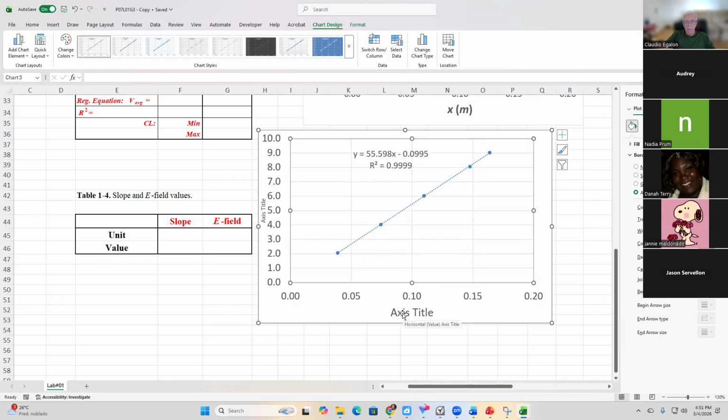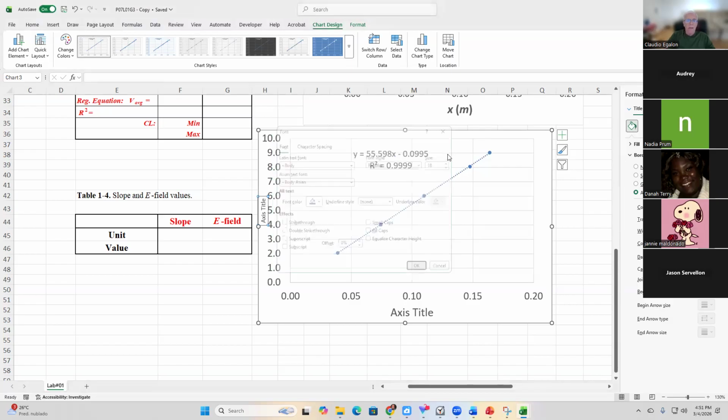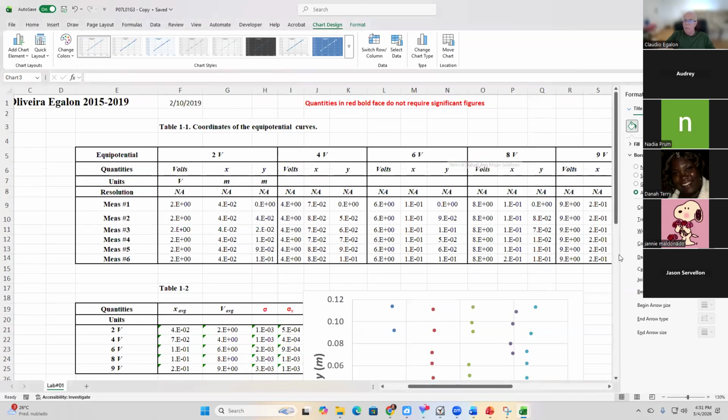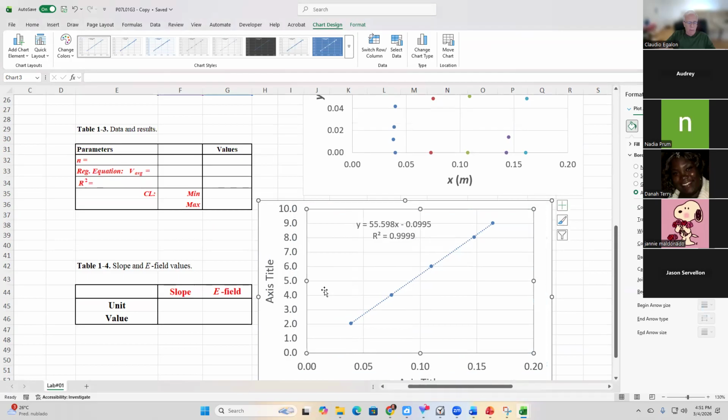Here you go. And we do the same here. Right click, font size 18. Oops. You don't want one superimposing with the other, otherwise it's going to be difficult to see it, right? So what do you do? You shrink the graph a little bit, okay?